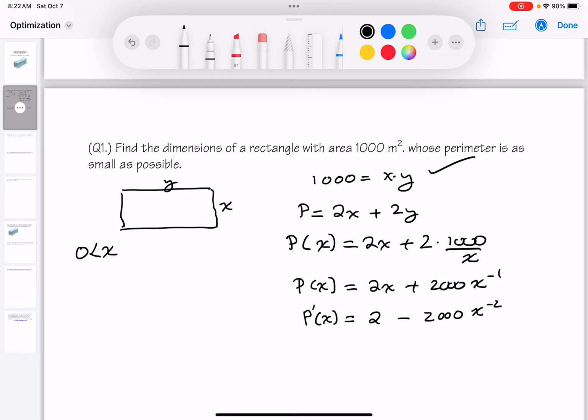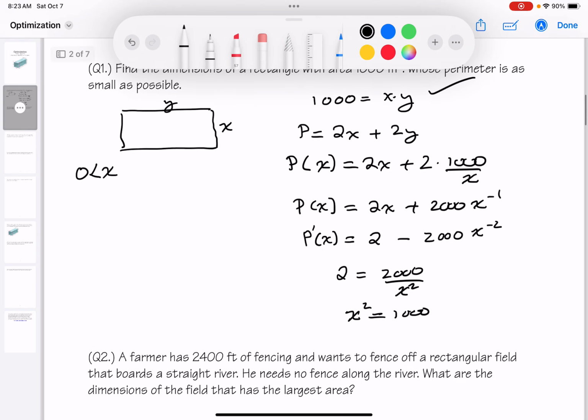So I'm looking for when this thing equals 0 now. And that's going to occur when 2 is equal to 2,000 over X squared, or when X squared is equal to 1,000. When does that occur? Well, it occurs when X equals plus or minus the square root of 1,000. I'm going to simplify that. The square root of 1,000, well, there's 100 in there, so that's 10 root 10. So plus or minus 10 root 10. But again, the negative one is not a critical number.